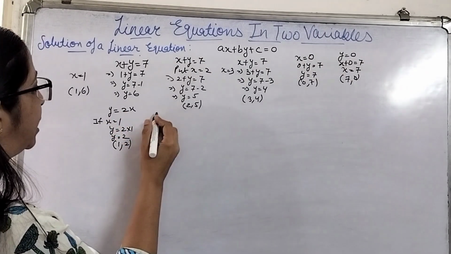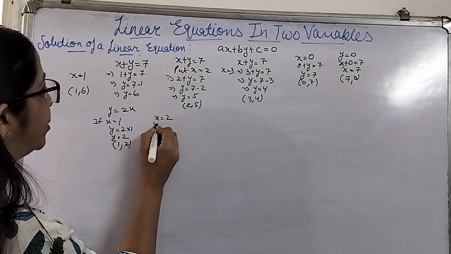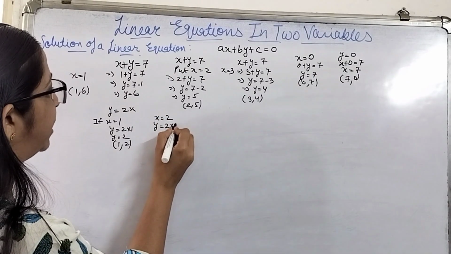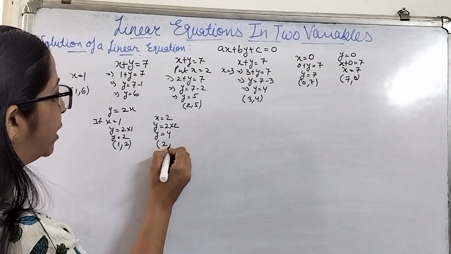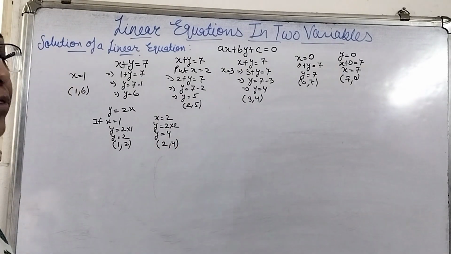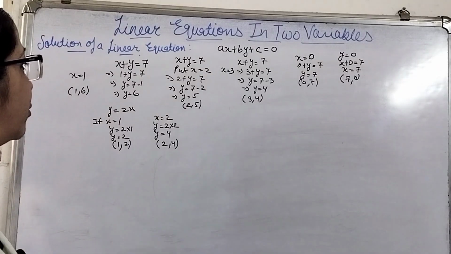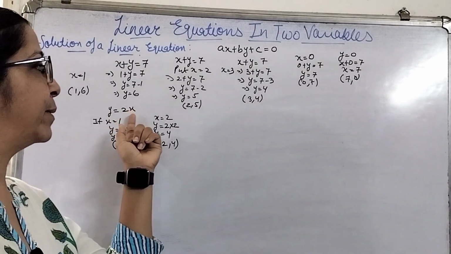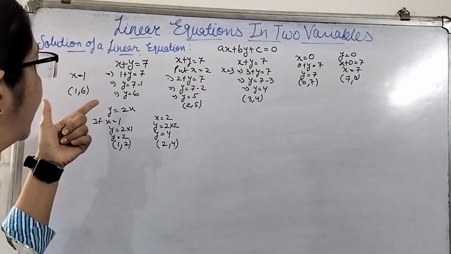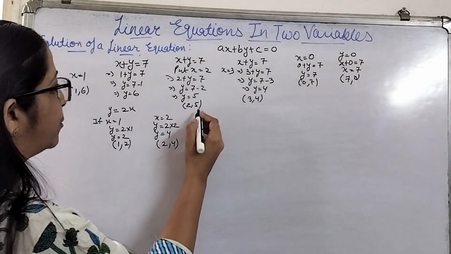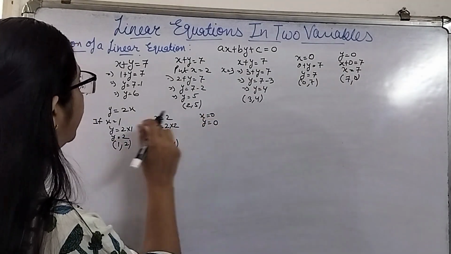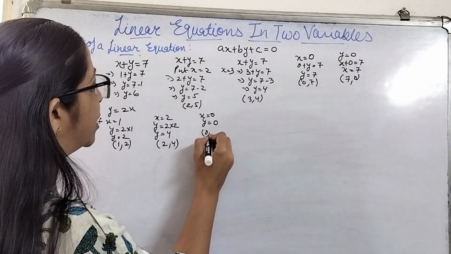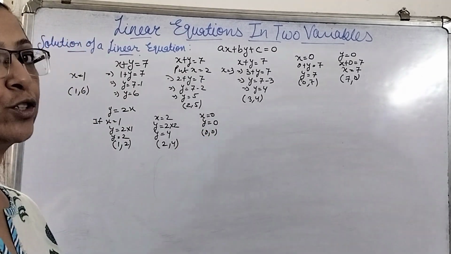Similarly, if I keep x equal to 2, the equation will be y equals 2 multiplied by 2, or y is equal to 4. So x is 2 and y is 4 is a solution of the equation. It becomes very easy if we keep x equal to 0 once, and y equal to 0 once. Suppose I keep x equal to 0, then y will be 2 multiplied by 0, which is 0. So (0, 0) will also be a solution of the equation.